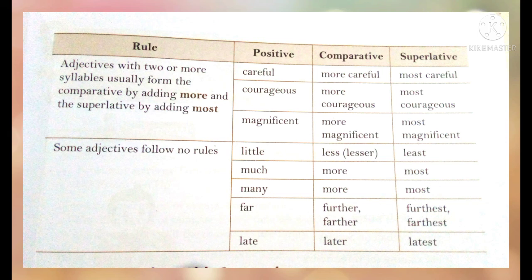Children, some adjectives follow no rules and you have to learn those words as it is, like little, less, or you can use lesser, and the superlative will be least. Much, comparative will be more, and superlative will be most.